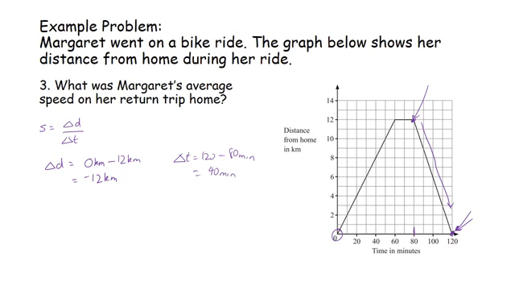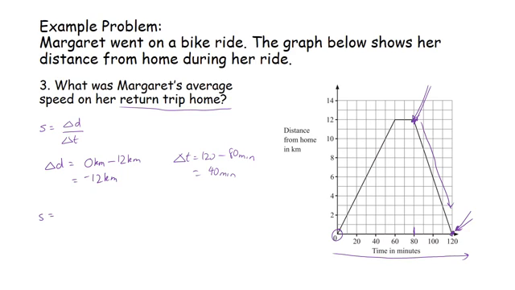Now be aware, when we talk about the change in time, we're only talking about the change in time in the specific section of the graph we're talking about. You're not talking about the entire length of time she spent on her bike. This is talking about her return trip home, which is from this upper point here back to her return point. So the time taken for her to do that is a 40-minute time period.